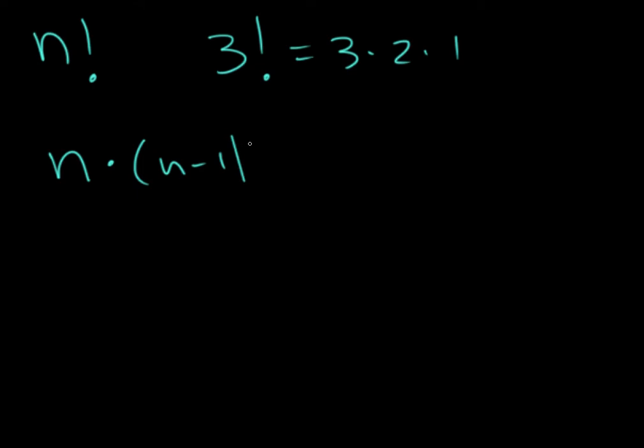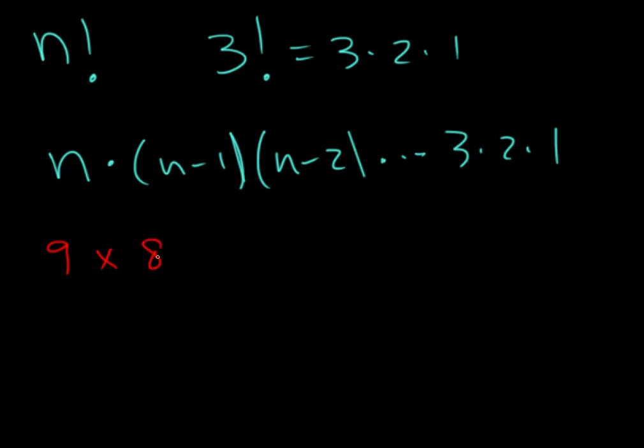If you remember n factorial, let's start with a number. 3 factorial is 3 times 2 times 1. If we're thinking of n factorial, it's going to be n times n minus 1 times n minus 2 times dot dot dot 3 times 2 times 1. So you just start at the number and multiply by every natural number below it. That's what factorial is.